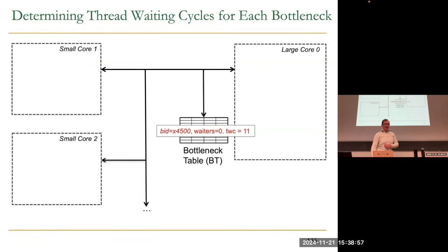And once the other core stops waiting for the bottleneck, this gets communicated again through the interconnect to the bottleneck table, which is located somewhere closer to the large core in our implementation. And then now the number of waiters is 0.